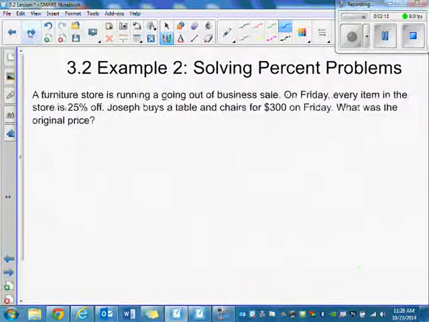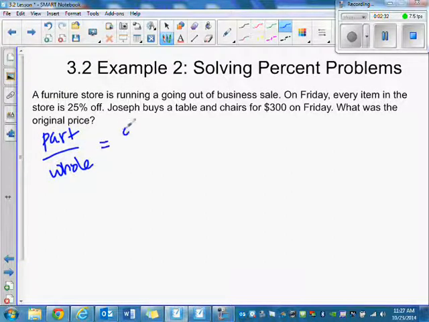Okay, let's do number 2. A furniture store is running a going out of business sale. On Friday, every item in the store is 25% off. Joseph buys a table and chairs for $300 on Friday. What was the original price? So once again, we can think of this as part over whole equals percent out of 100.